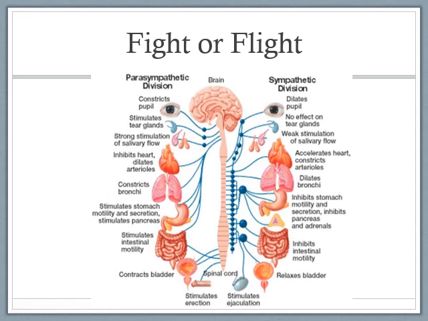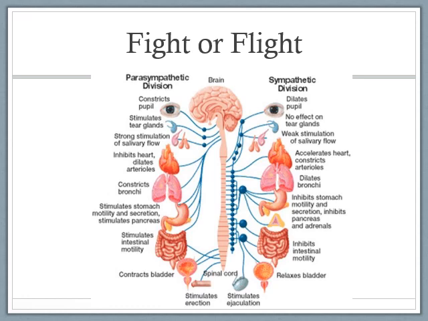So here is your fight or flight response and how it affects your anatomy. Your sympathetic division, which is over here on your right-hand side, dilates the pupil. It has no effect on tear glands. It accelerates your heart. It constricts arteries. It dilates your bronchi. It inhibits stomach motility and secretion, inhibits pancreas and adrenals. It inhibits intestinal motility, relaxes the bladder, and it stimulates ejaculation.